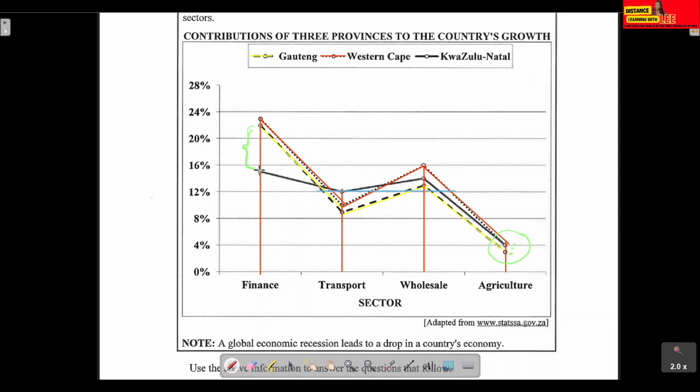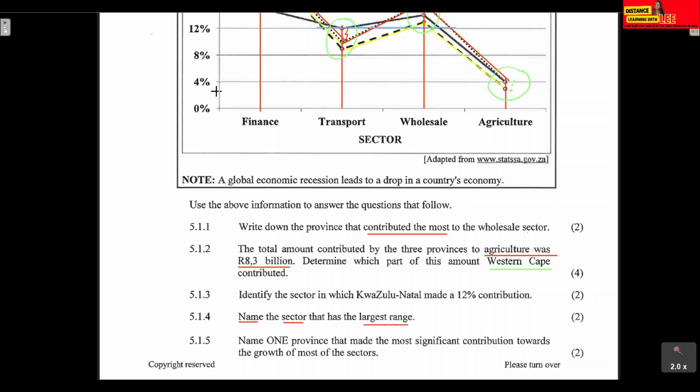So this shows us that because these values are more spread out, as compared to the other values in the other sectors, we can conclude that the finance sector has the largest range. In this case, the values here were more spread out as compared to the values here. Do you see that there's only a small distance there compared to the distance there of how these values are spread out? So that is why we're going to say that the finance sector has the largest range.